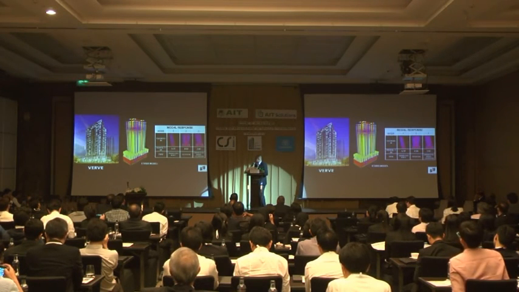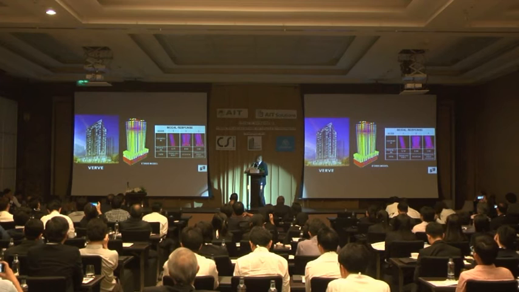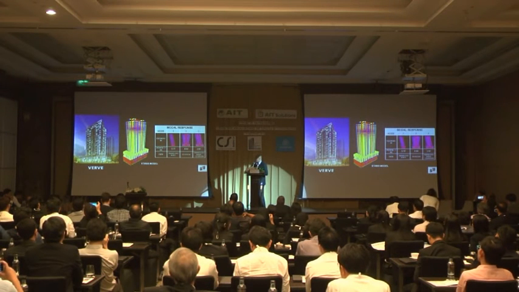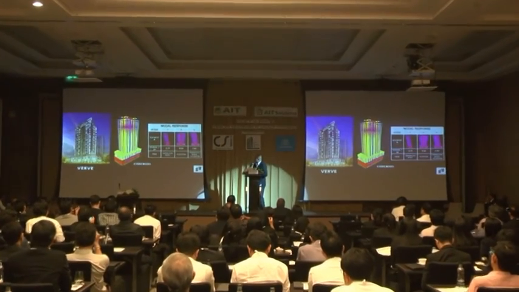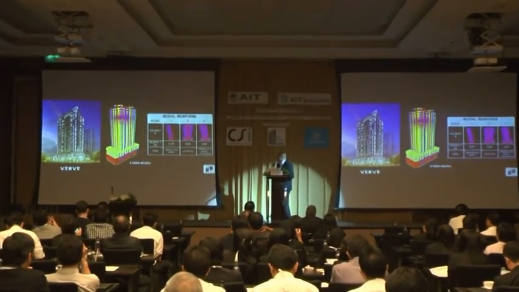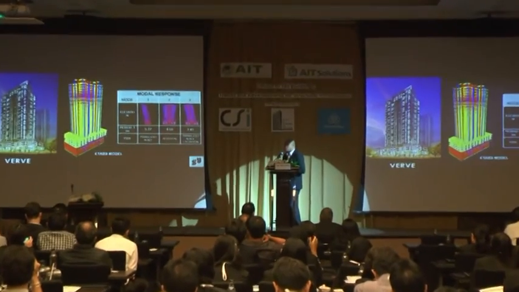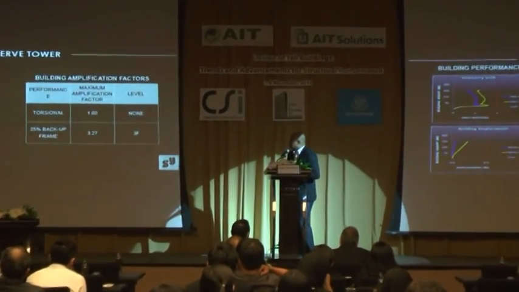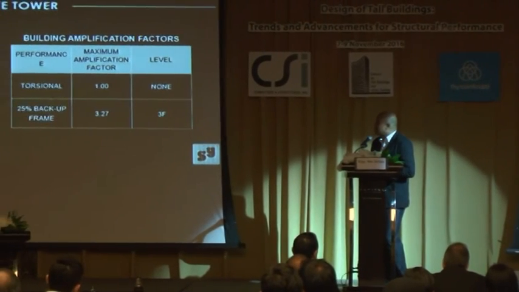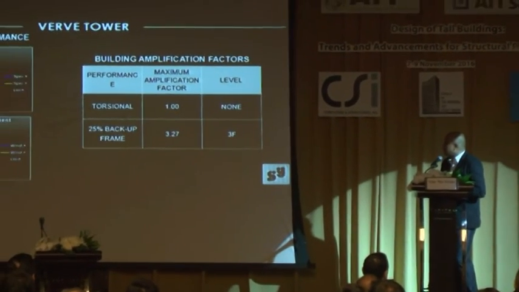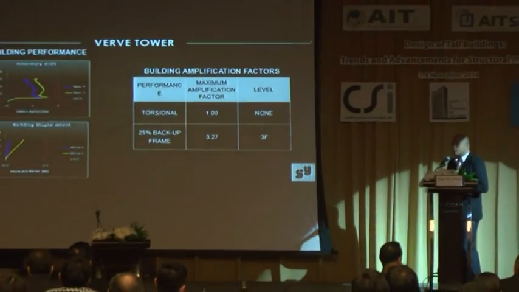Next. Next, you have the Verb. The Verb is a 132-meter tall structure with 42 stories. The mode of response is translation for the first mode, the second mode is rotation, and the third will be translation plus rotation. The building performance for interstory drift and building displacement are within the code specified limits. In this case, the backup frame is penalized only at the third floor.